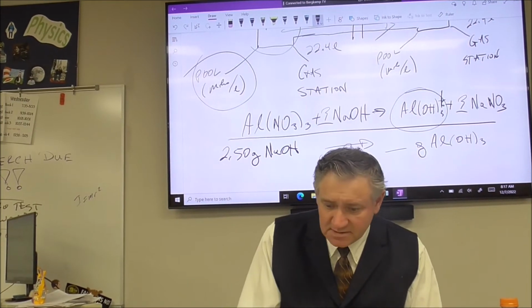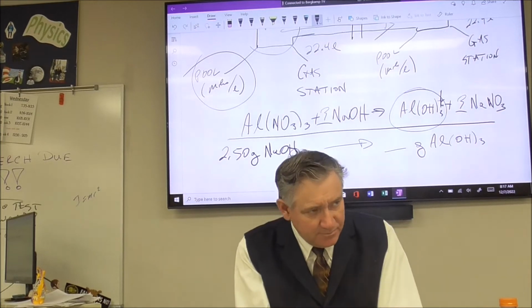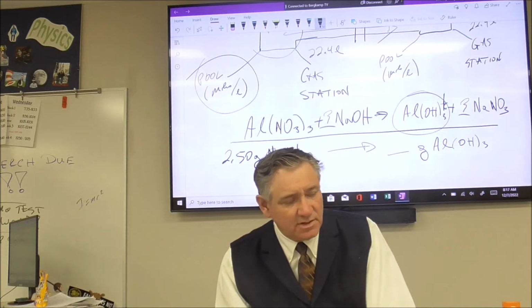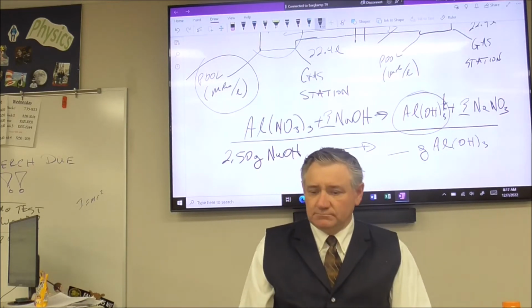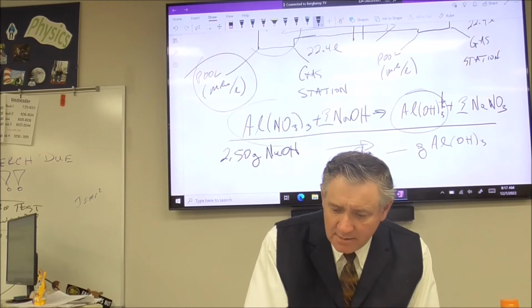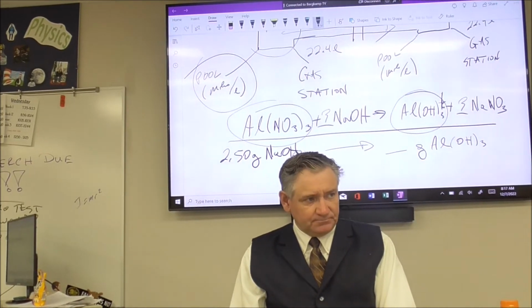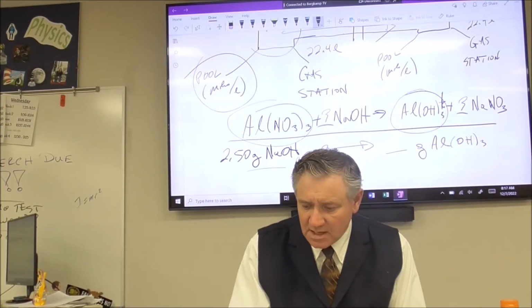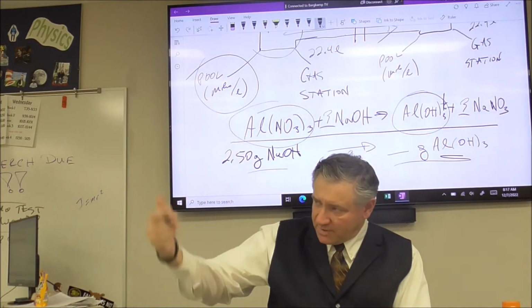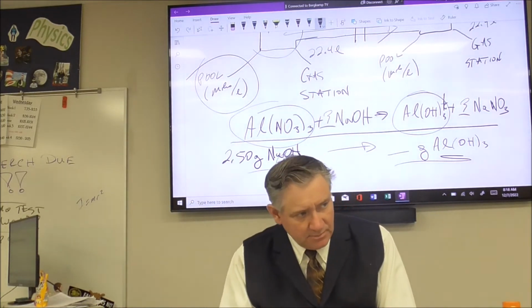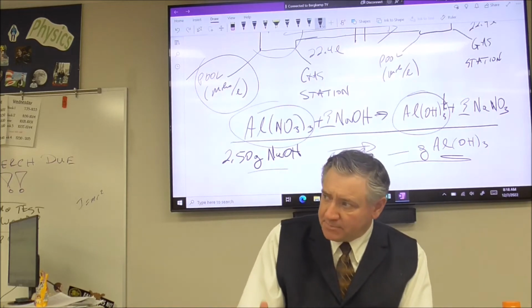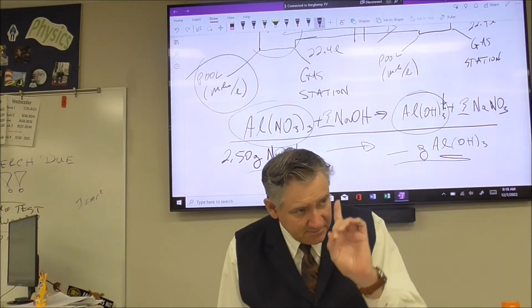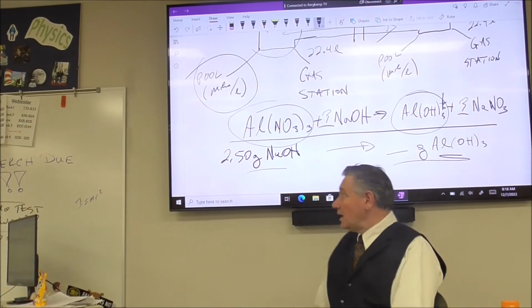So visualize this. I'm going to give you a beaker, and you're going to measure out 2.5 grams of sodium hydroxide and pour that in there. Then you're going to add some aluminum nitrate to it and make a precipitate. Based upon this, I want to know what we call our theoretical yield. How many grams of aluminum hydroxide should I be able to produce from 2.5 grams of sodium hydroxide? It's important that you realize where you start and where you're going to end up.